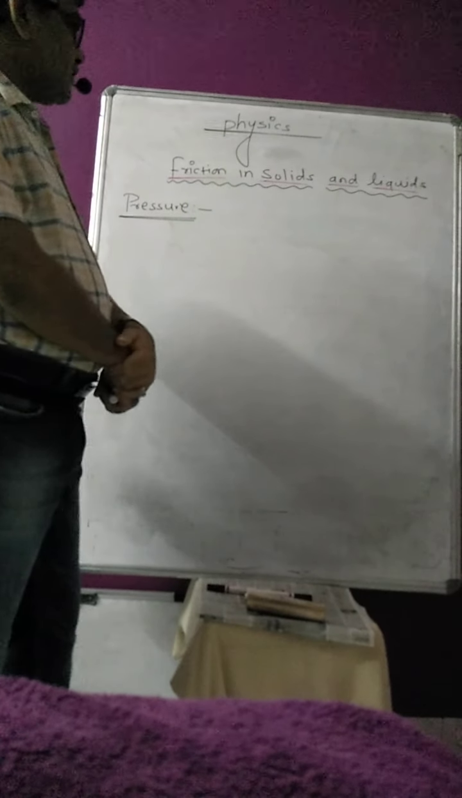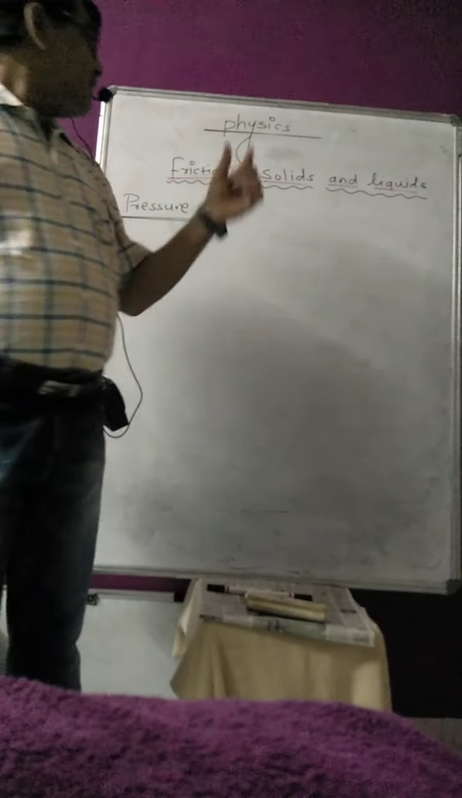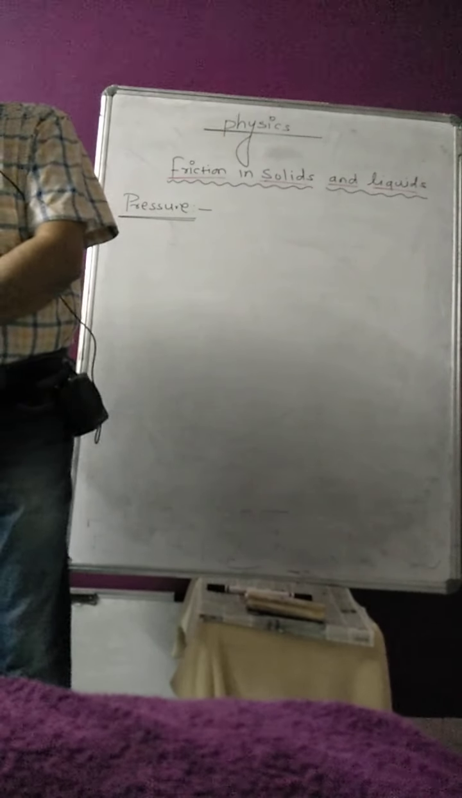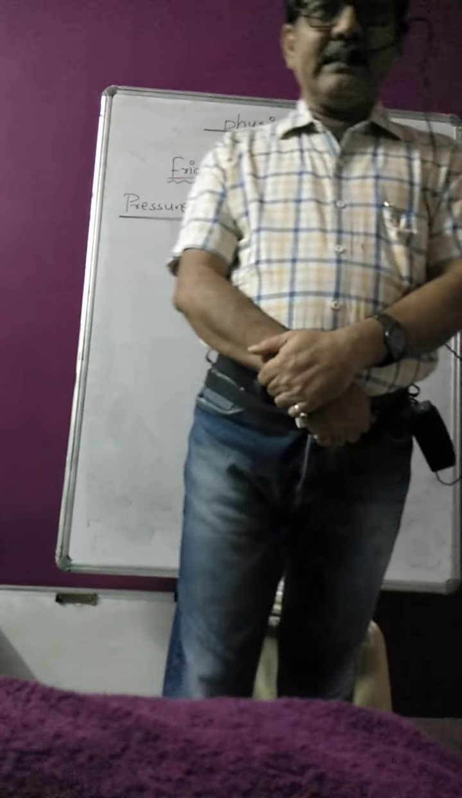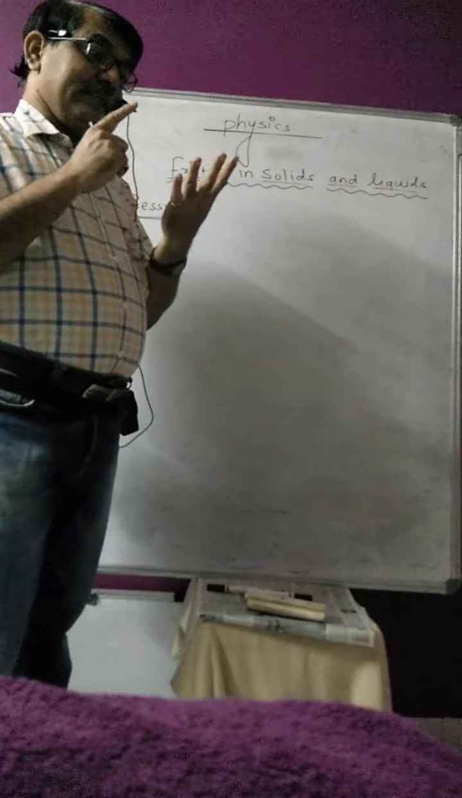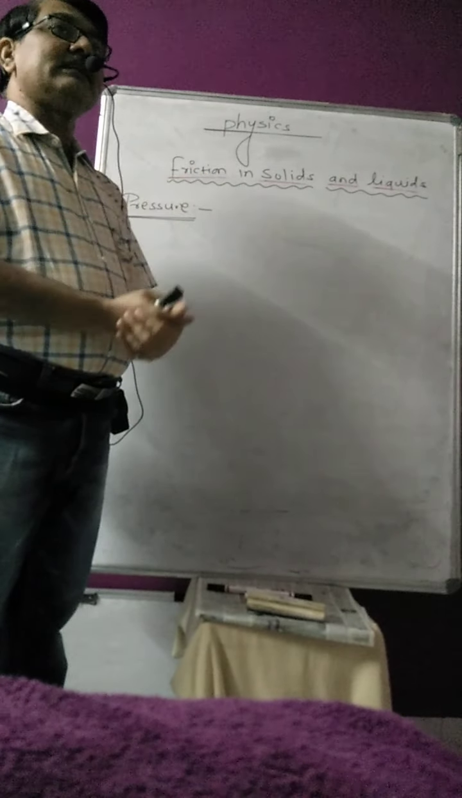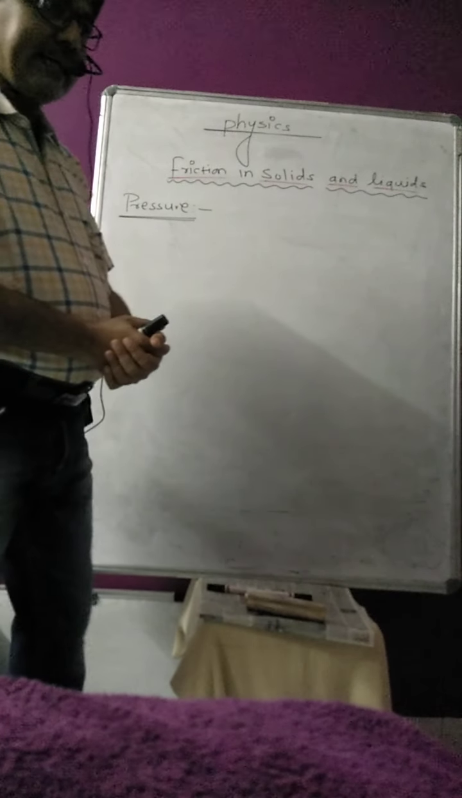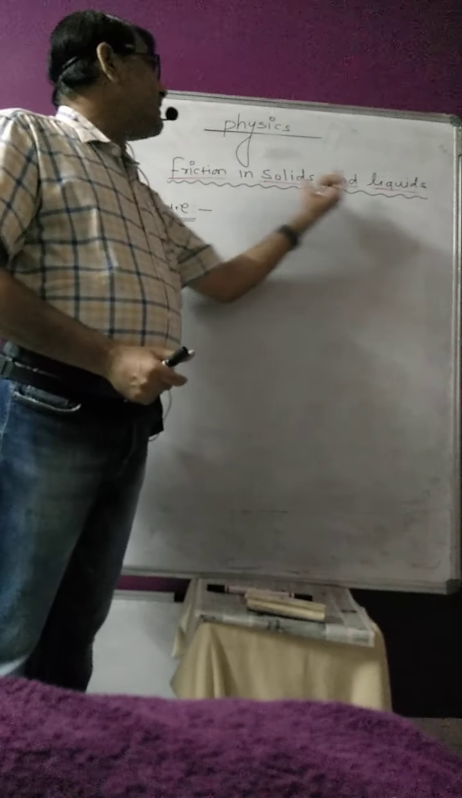Yesterday we learned about friction in solids, particularly the types of friction: kinetic friction, static friction, and rolling friction. We also calculated the coefficient of friction. Today we can proceed to friction in liquids.